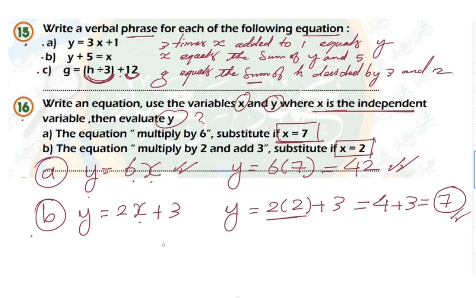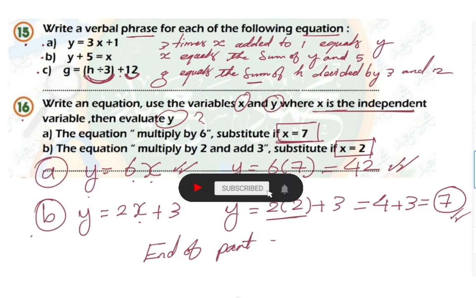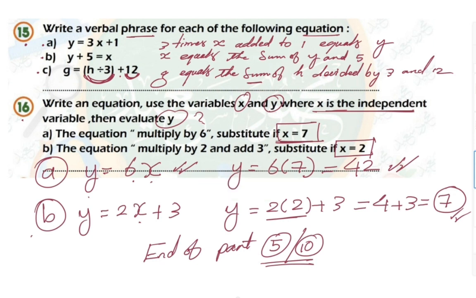Now we reach the end of part number 5 of our 10 parts of last revision for the final exam of the first term of grade 6.